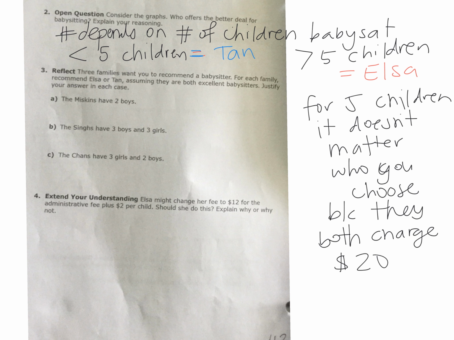Okay, so for less than 5 children, we go with Tan. For more than 5 children, we go with Elsa. And then for 5 children, it doesn't matter because both of them charge the same price for 5 children. That's a point of intersection.